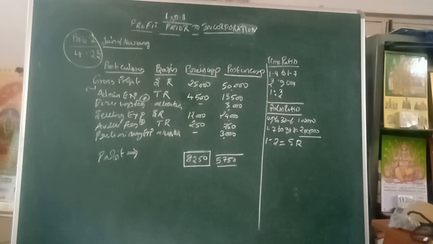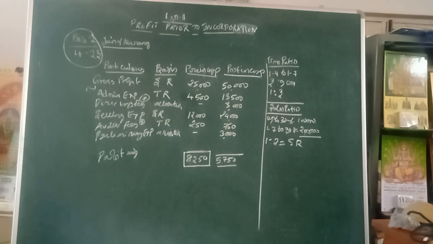Okay, now take the P&L account. No need to take the trading account, because gross profit is specifically given. Sales we have taken for the ascertainment of the sales ratio. So now we have to consider only the P&L account. First item is administrative expenses, which is 18,000. Administrative expenses are always apportioned based on time ratio. Here the time ratio is 1 is to 3. So the administrative expenses of 18,000 into 1 divided by 4 for the pre, and 3 divided by 4 for the post-incorporation.